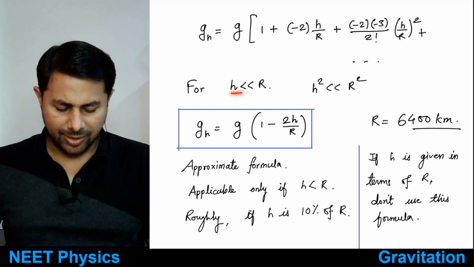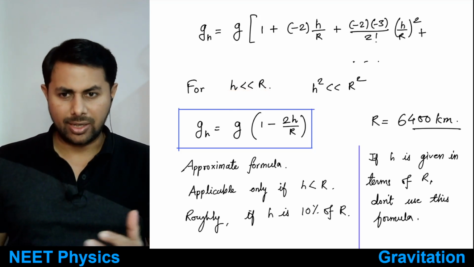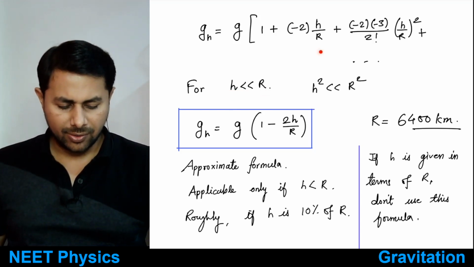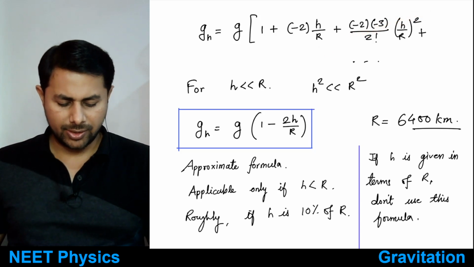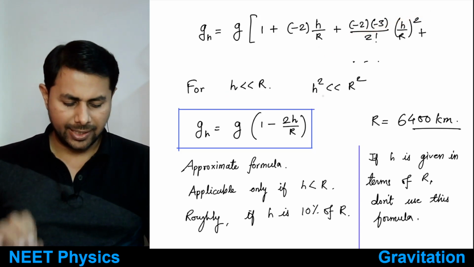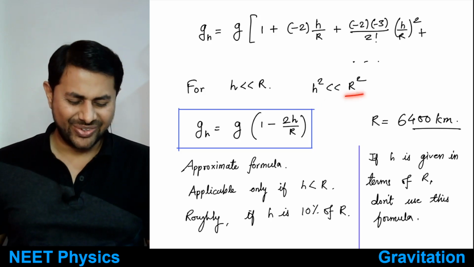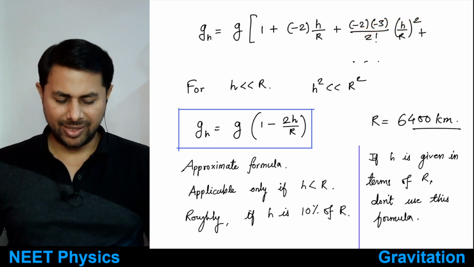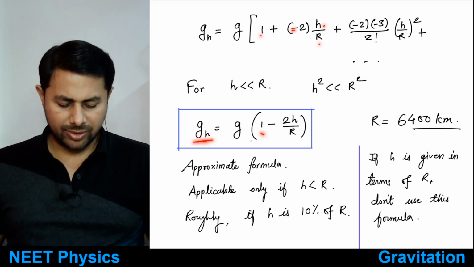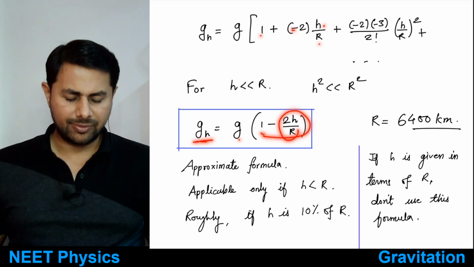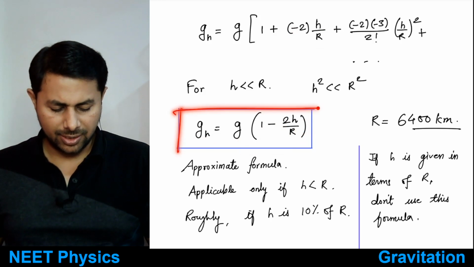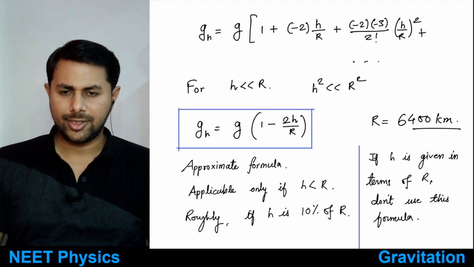Now, if h is very small compared to r, this is our approximation, and we can neglect all the higher power terms, because if h is very small compared to r, h square will be very small compared to r square. What remains is 1 minus 2 times h by r only. So g_h is equal to g times (1 minus 2h divided by r). Is this clear?